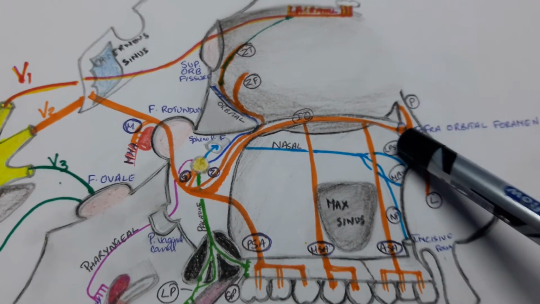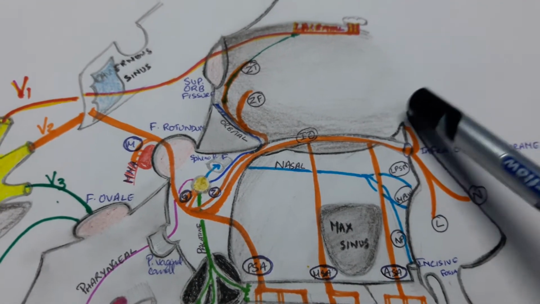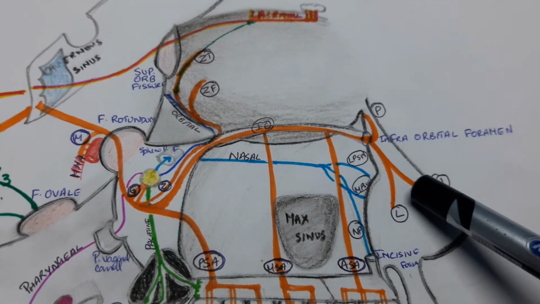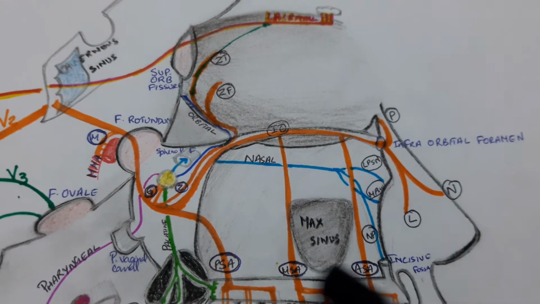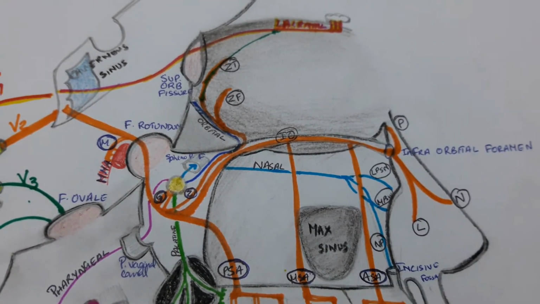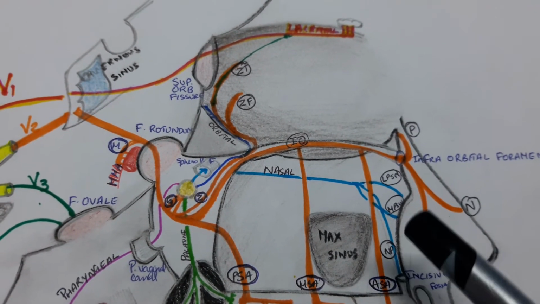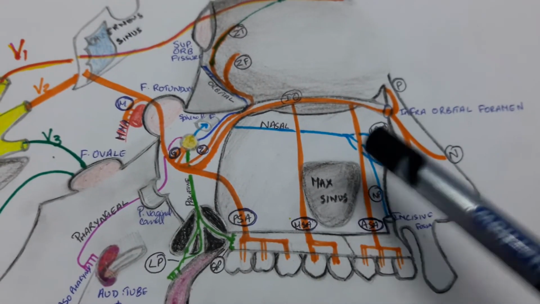And finally, we have the terminal branches, the palpebral, the nasal, and the labial, that supply a large area of the skin of the face and associated mucous membrane of the upper lip and cheek area.